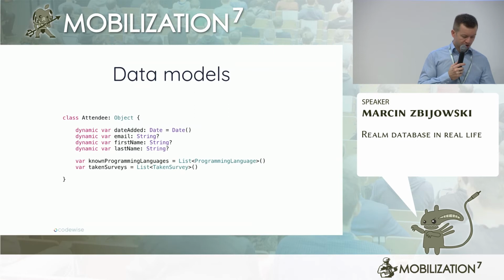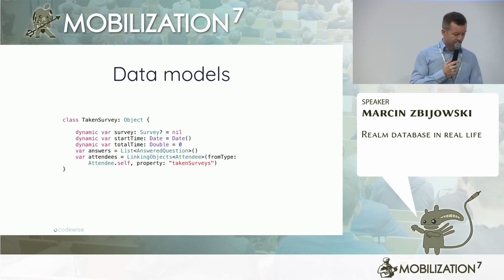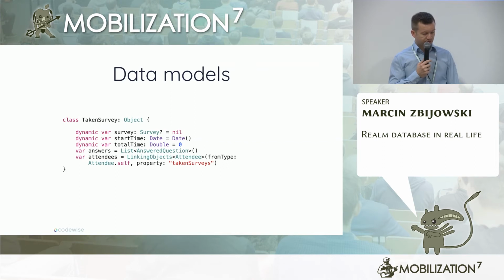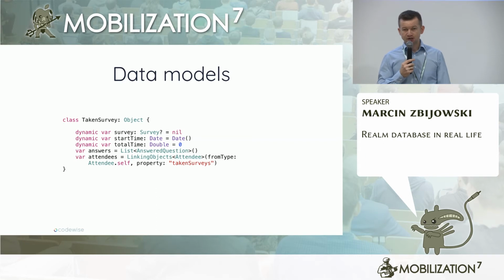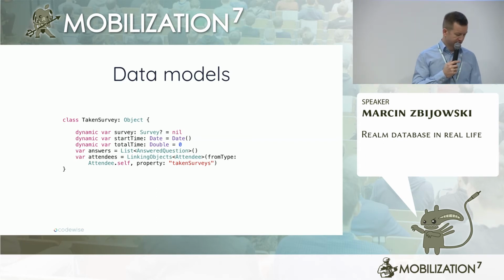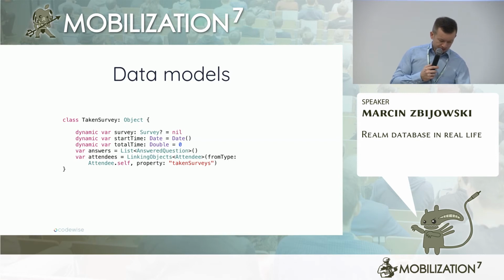And here you can see a one-to-many relationship, the same concept as in any other database system. Taken survey looks like this. I count time for it because sometimes our contests were time-based, so I needed something for it. Answered questions and a reverse relation to attendees. Some of you who are familiar with the Core Data framework might remember that from there, because it's called an inverse relationship. It allows you to have a link between objects from both ends. Usually that's very helpful.